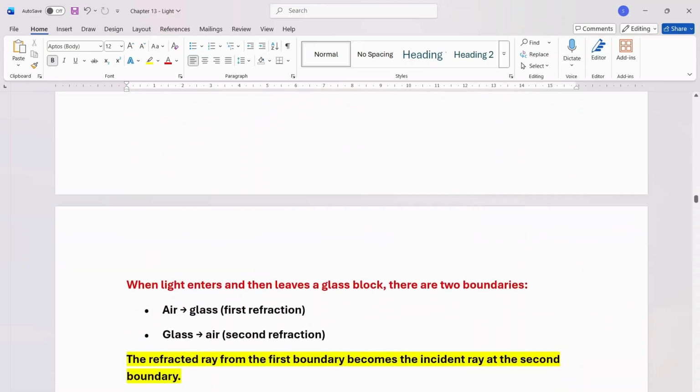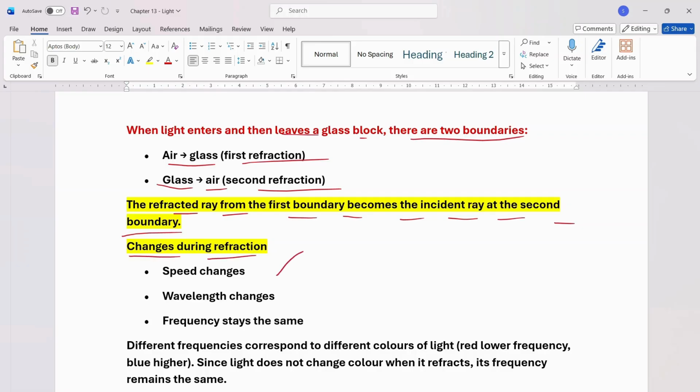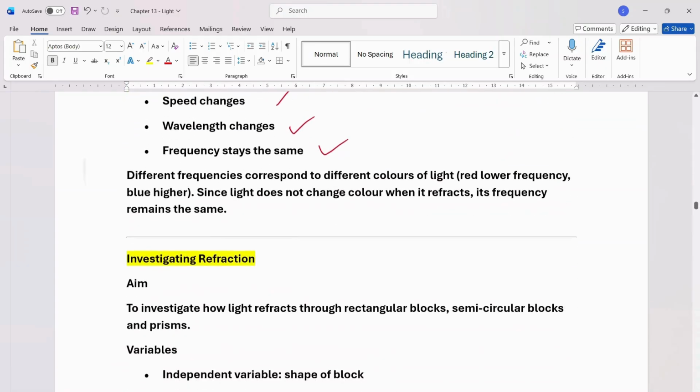All right. Next is when light enters and leaves a glass block. When there are two boundaries, air to glass is the first refraction, then glass to air is the second refraction. The refracted ray from the first boundary becomes the incident ray at the second boundary, and it changes during refraction. Speed changes, wavelength changes, frequency stays the same.